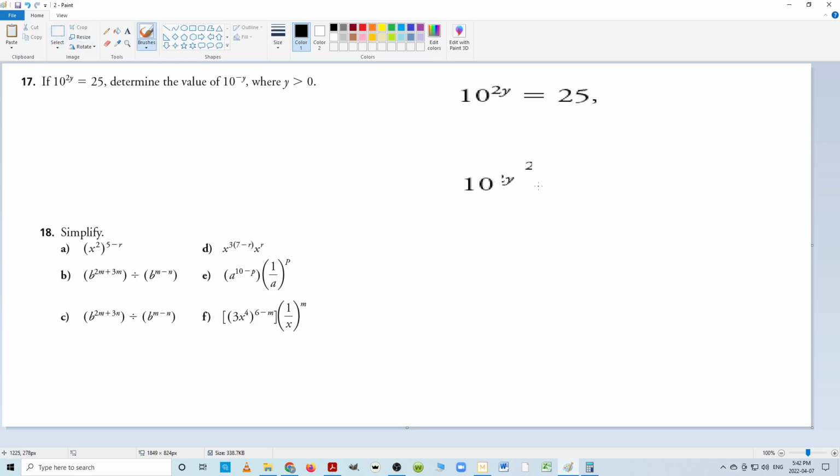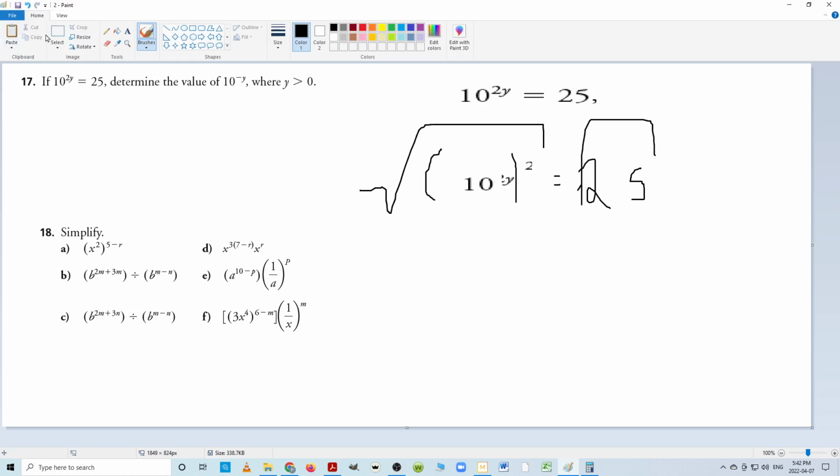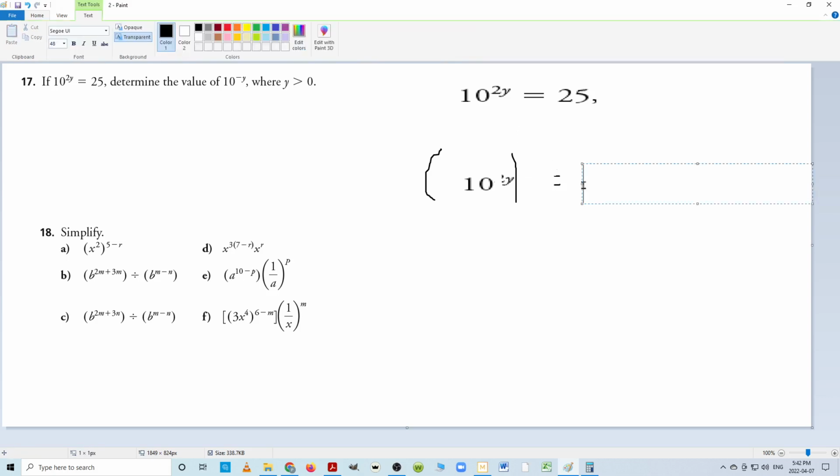My law of exponents says an exponent of an exponent can be broken down, which means I can square root both sides, right? If I square root this square, it just disappears. But if I square root this, it's 5. Now, there's a little secret here. When you take a square root of an unknown like this, you have to do plus or minus 5, which means 10 to the y is equal to plus 5, or it's equal to minus 5.